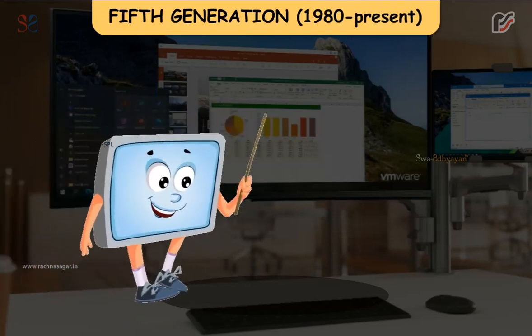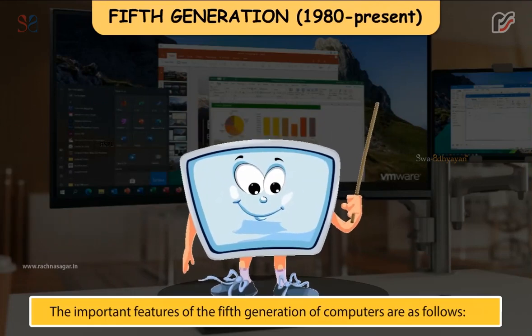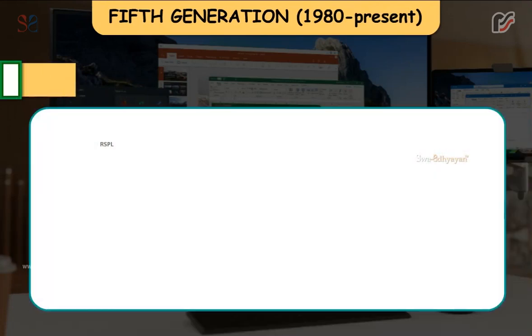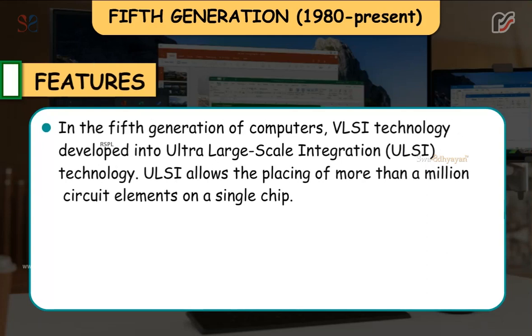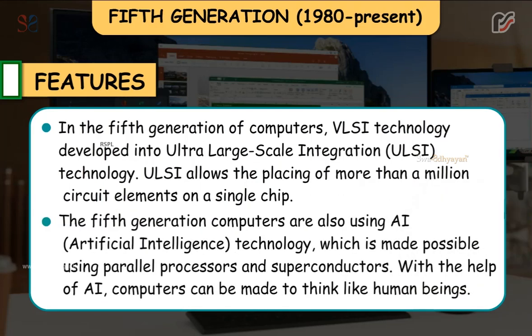Fifth generation, 1980 to present. The important features of the fifth generation of computers are as follows. Features: in the fifth generation of computers, VLSI technology developed into ultra-large-scale integration ULSI technology. ULSI allows the placing of more than 1 million circuit elements on a single chip.